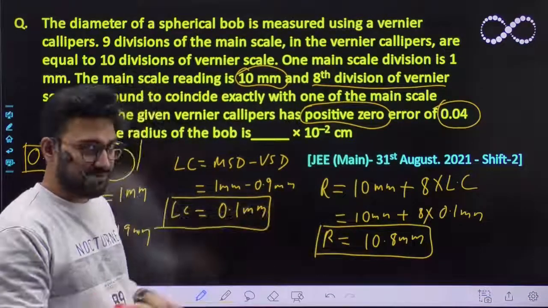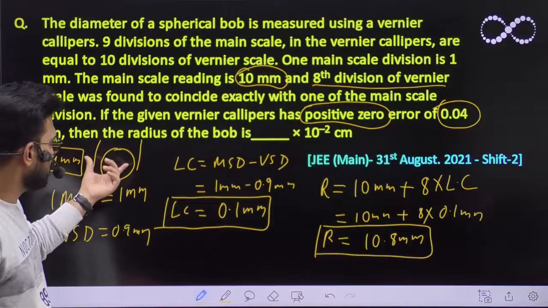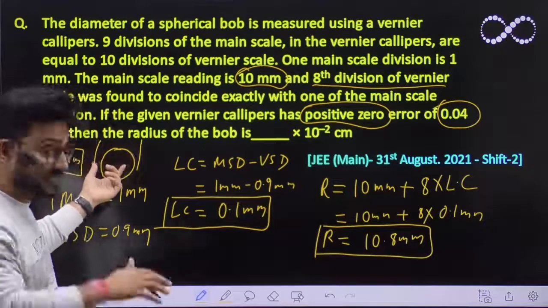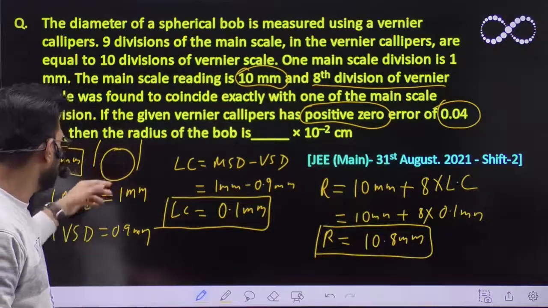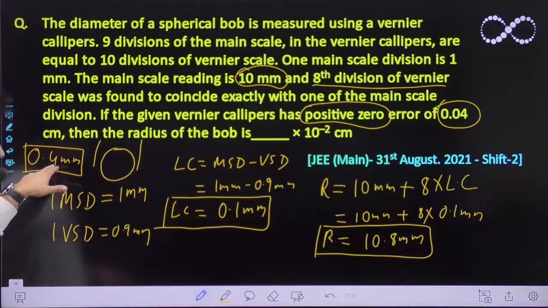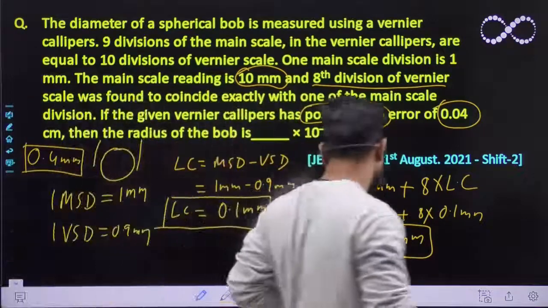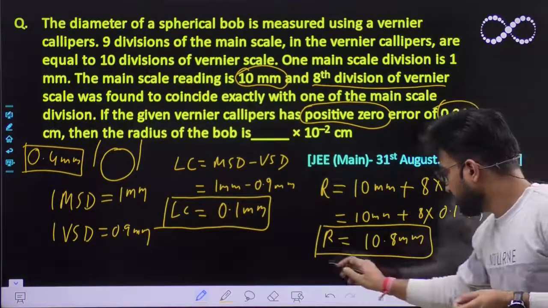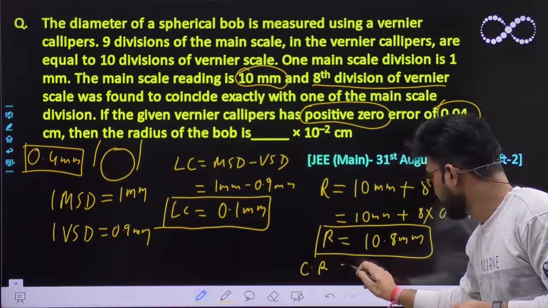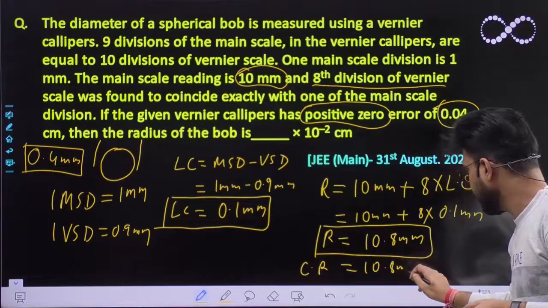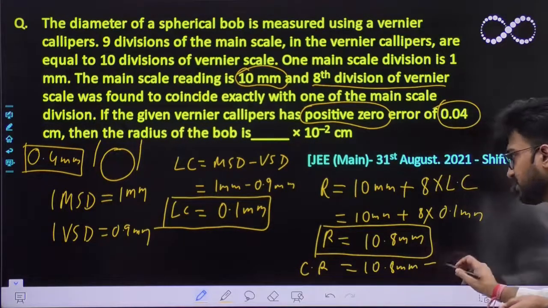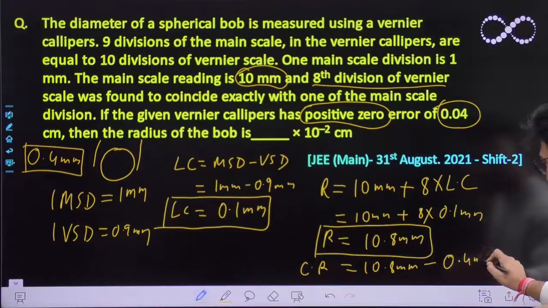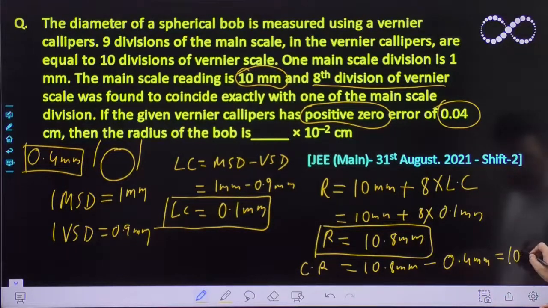Because if the vernier caliper is not measuring anything, even at that point its reading comes out to be 0.4 mm. So this has to be subtracted from the original reading so that you can easily get the final, correct reading. So the correct reading would be 10.8 mm minus 0.4 mm. So it comes out to be 10.4 mm. So this is the exact value of the diameter of this bob.